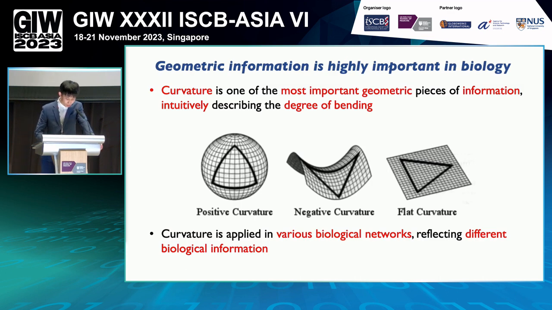Curvature is one of the most crucial geometric information. Curvature characterizes the degree of bending. As the cartoon shows, this is a positive curvature space. Saddle surface has negative curvature, and flat surface has zero curvature. It has different applications in various biological networks. We will show in the next slides.